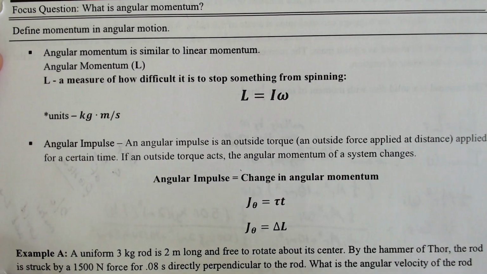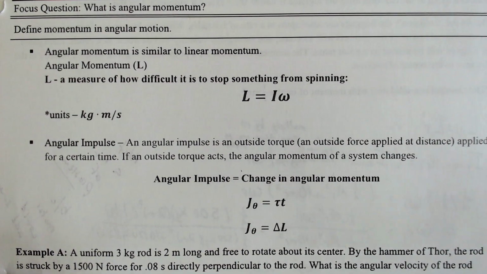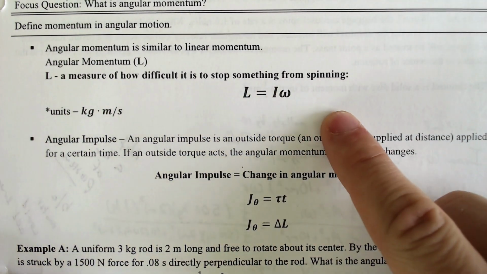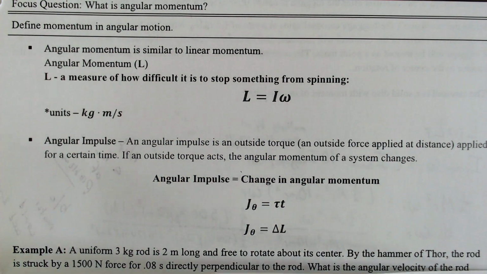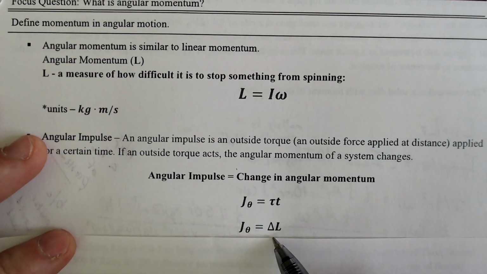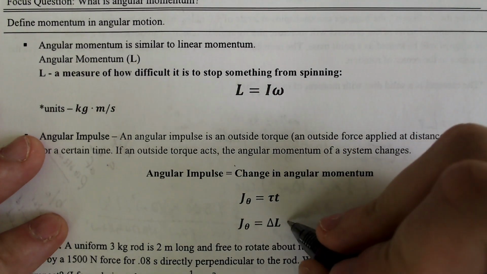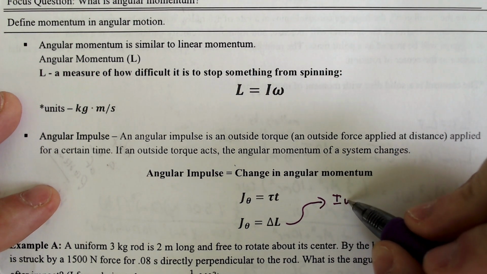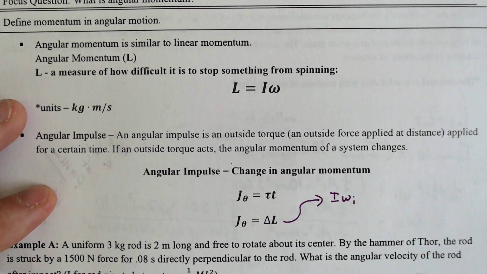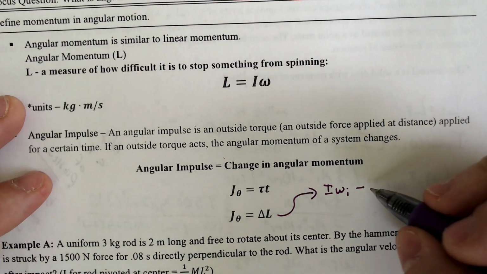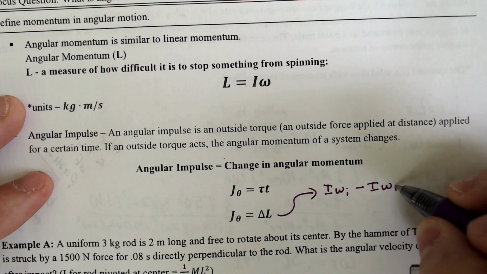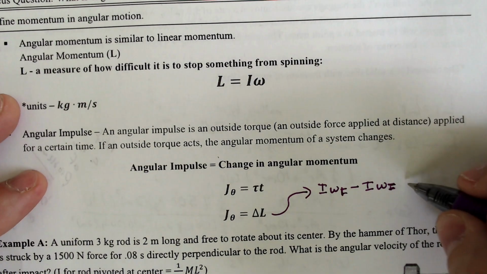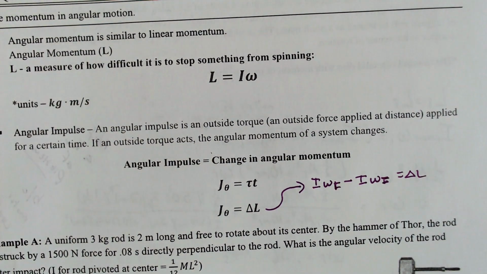Now you have a whole bunch of different formulas that you can manipulate. As a refresher, momentum is how difficult it is for something to actually stop spinning. With that in mind, notice how it says change in angular momentum here. You could think of this as I omega initial minus I omega final, and typically final minus initial would be more accurate, which equals delta L, the change in angular momentum.